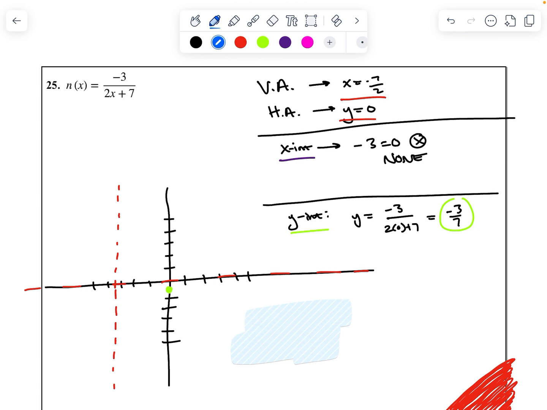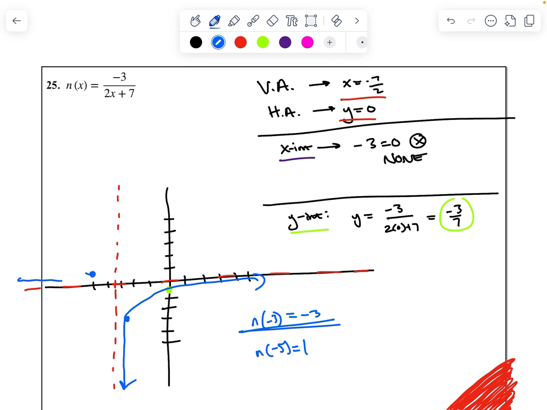You've got a vertical asymptote, you've got a horizontal asymptote, you've got an x-intercept. Actually, you don't have an x-intercept. There's no way to make the top 0. You have a y-intercept at negative 3 over 7. I've got that plotted in yellow. These 2 points, negative 3, negative 3, negative 1, 2, 3, negative 1, 2, 3. That's down here. That's that point right there. And the point negative 5, positive 1 is up here. So my graph should look something like that.